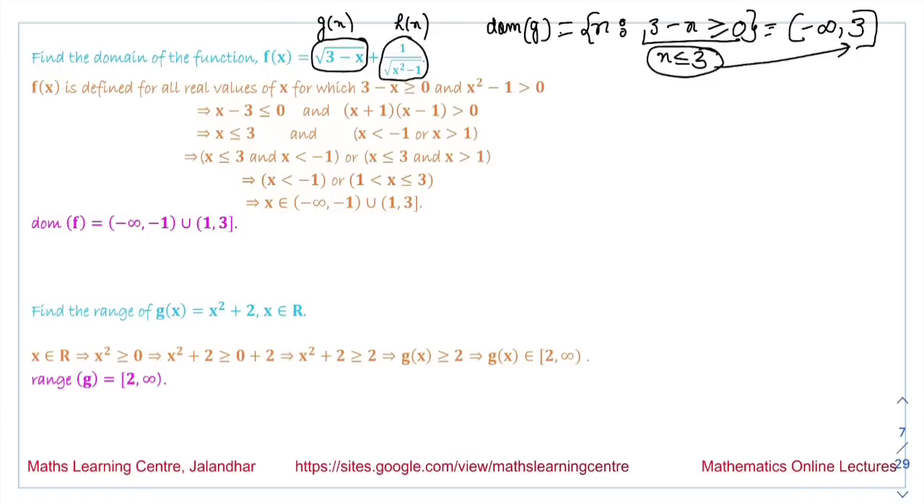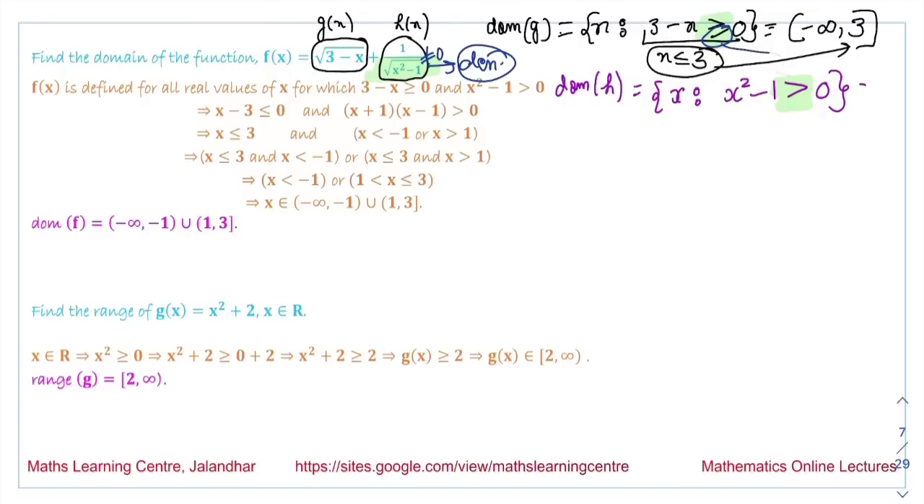And when we are talking about the domain of the function h, this is equal to all those x for which x squared minus 1 should be greater than 0. It is important that over here we are putting greater than or equal to, and over here we are putting greater than, because this portion is in the denominator. So this value cannot be equal to 0. So this equality is removed over here, and we are saying it should be greater than 0. So this gives us (x minus 1) times (x plus 1) should be greater than 0.